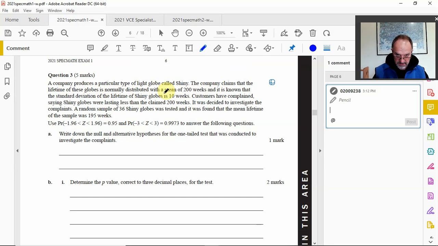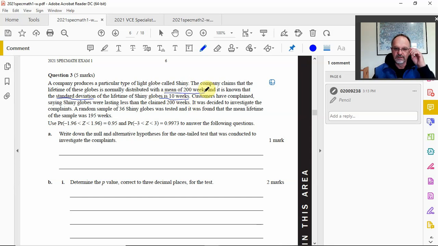All right, so this is the company's claim. It is known that the standard deviation of the lifetime of shiny globes is 10 weeks. All right, so that's the whole population. Now, customers have complained that shiny globes were lasting less than the claimed 200 weeks. It was decided to investigate.